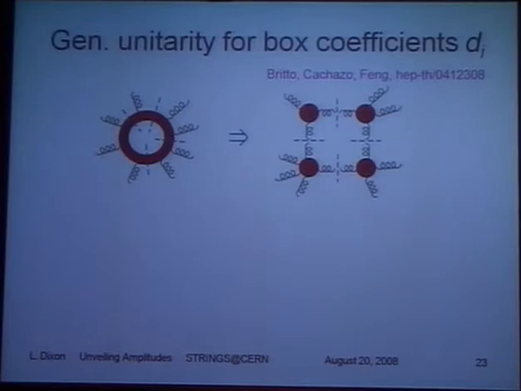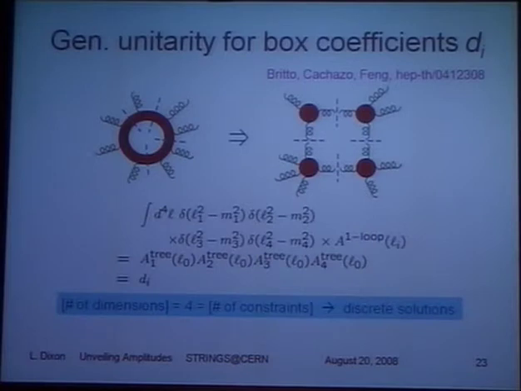And they found that, in this case, you split the thing into four blobs, or a product of four tree amplitudes. And if you want an equation for it, you have a product of four delta functions. When you impose these cuts on the loop, you pick off a single box coefficient, because there's only one box that has the cuts in exactly the right place.